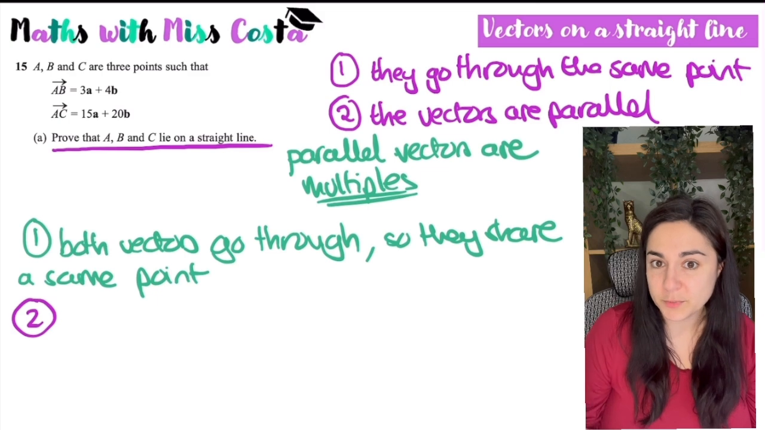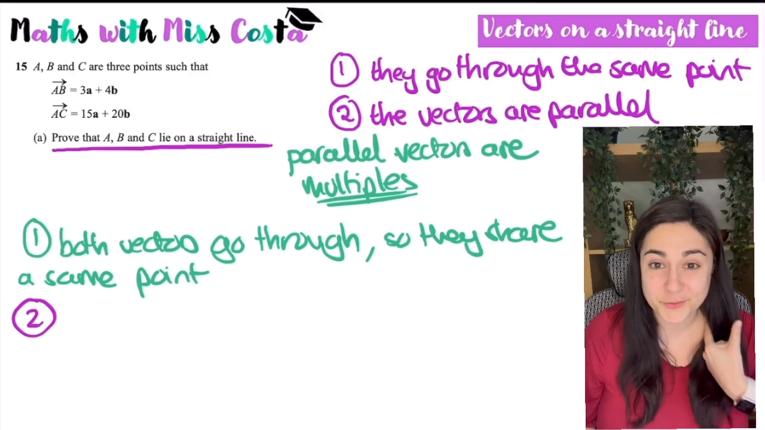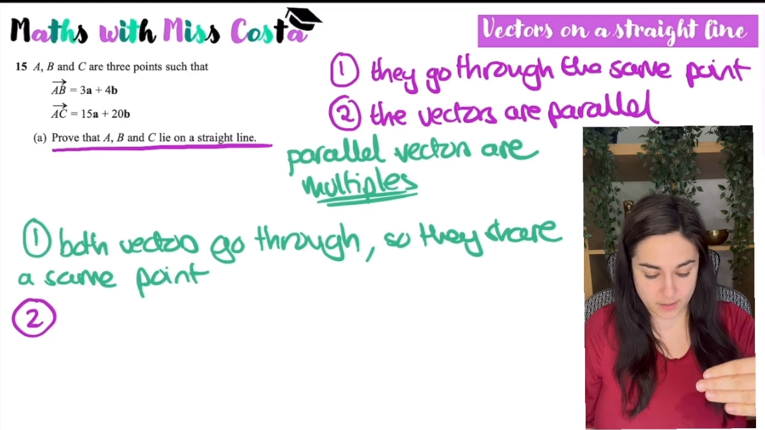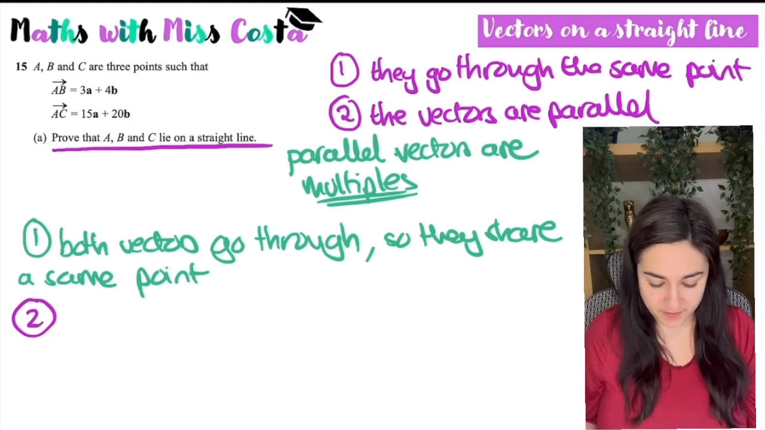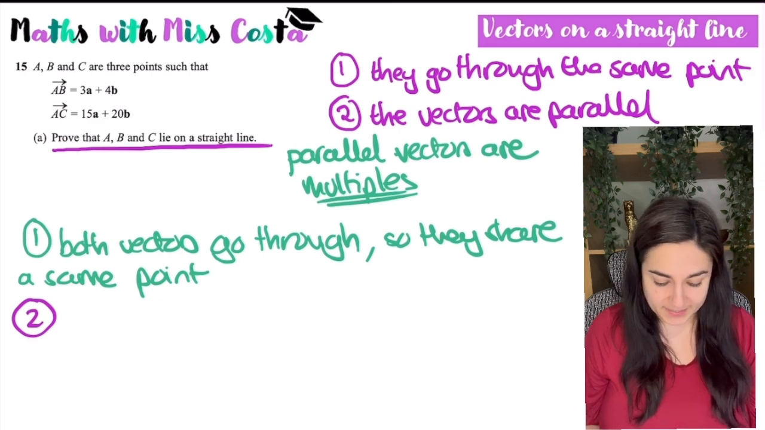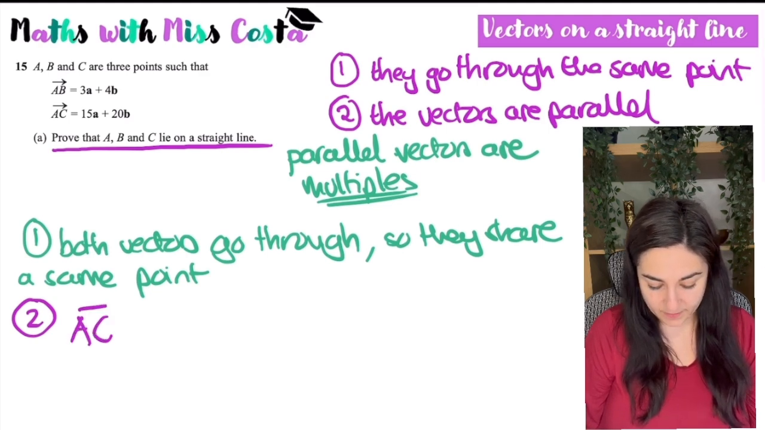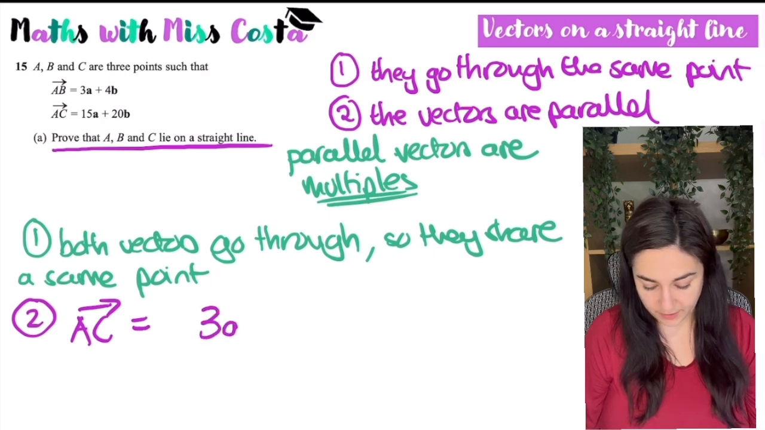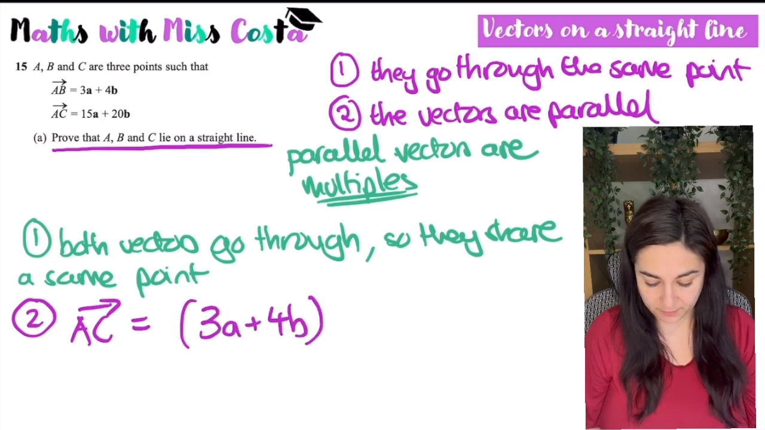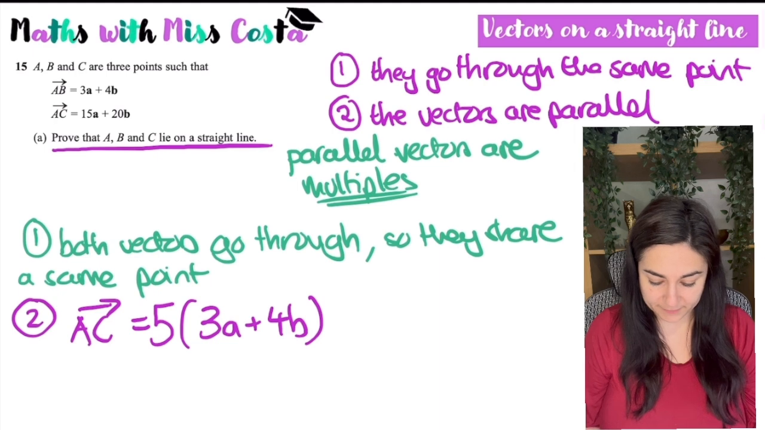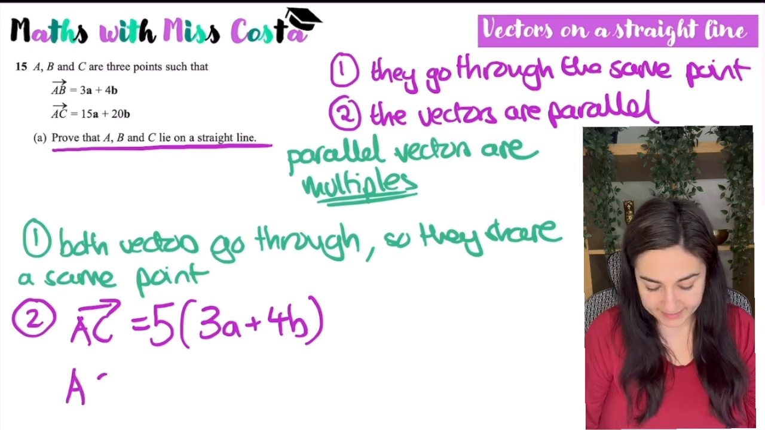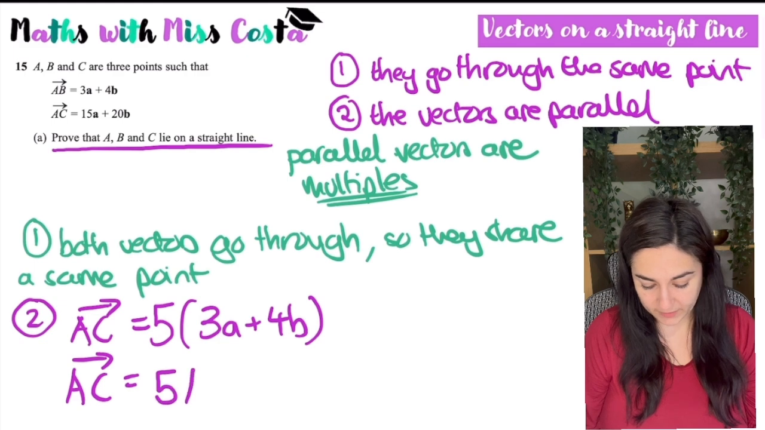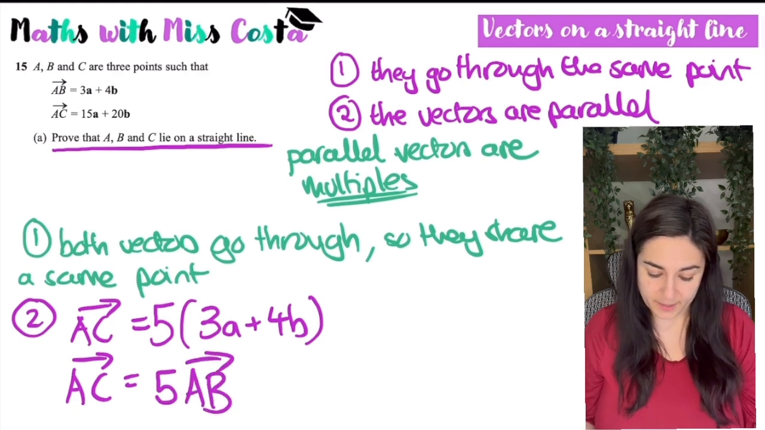If they are parallel, they are multiples of each other. So what we have to do is see, can we factorize one to prove that it's a multiple of another? Generally it's going to be the larger one. So is 15a plus 20b a multiple of 3a plus 4b? Well, let's see. AC could equal 3a plus 4b, how many lots of 3? So 5 times 3 is 15a and 5 times 4 is 20b. Therefore, AC is 5 lots of AB. So that's your second proof.